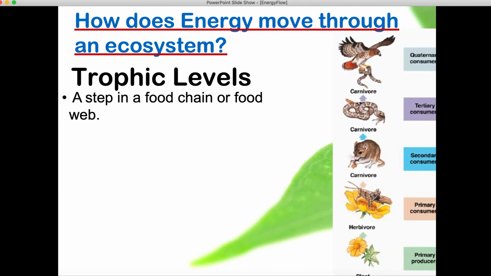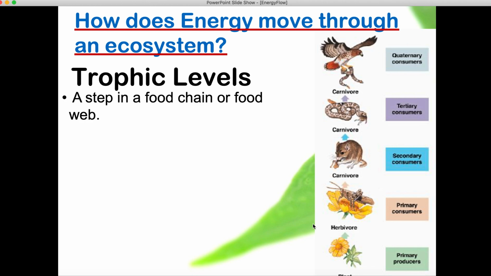So trophic levels, what are we talking about? Trophic levels are steps in the food chain. The grasshopper is a trophic level. The mouse is a trophic level. Snake and hawk, all trophic levels. The names of these trophic levels are listed here on the right-hand side. All plants, really the start of that food chain, are known as primary producers. Producer has to be the first step. And whatever eats that producer or that plant is known as the primary consumer. And then secondary, tertiary, quaternary, etc.